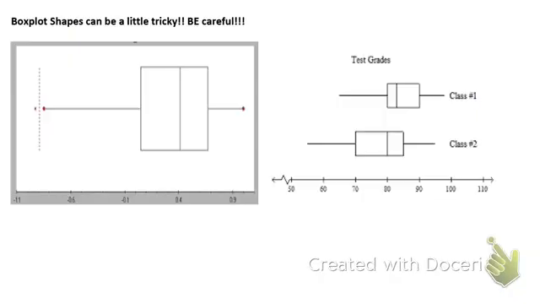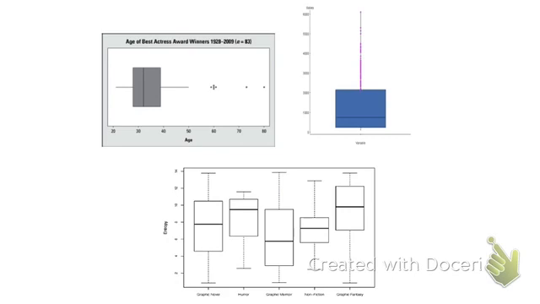Are we going to mathematically find skew? The only way to mathematically find skew is to find the median and the mean and compare them. That's how you mathematically find skew. All right, what about the Best Actress Award winners? What do you think the shape is of that distribution? Yeah, I would definitely say this is a right skew.